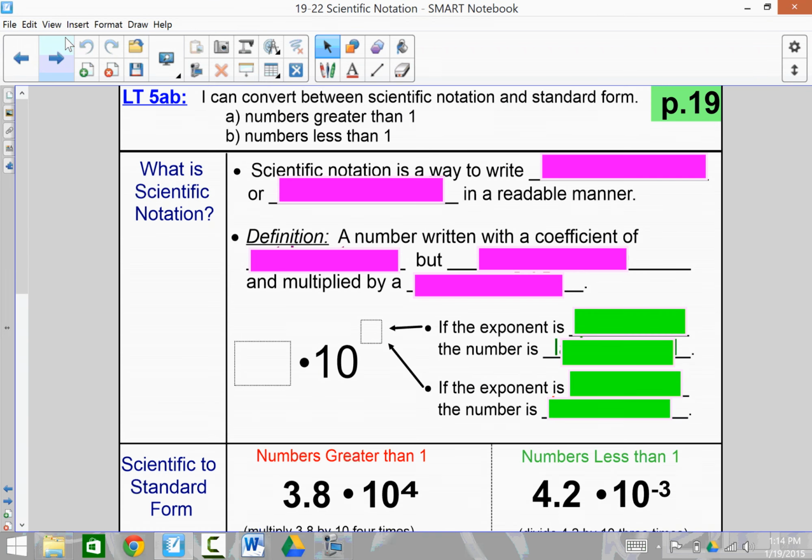Our learning target for this lesson is that we're going to be able to convert between scientific notation and standard form, and that is numbers greater than 1 and numbers less than 1. So scientific notation is our lesson. Let's figure out what scientific notation actually is.